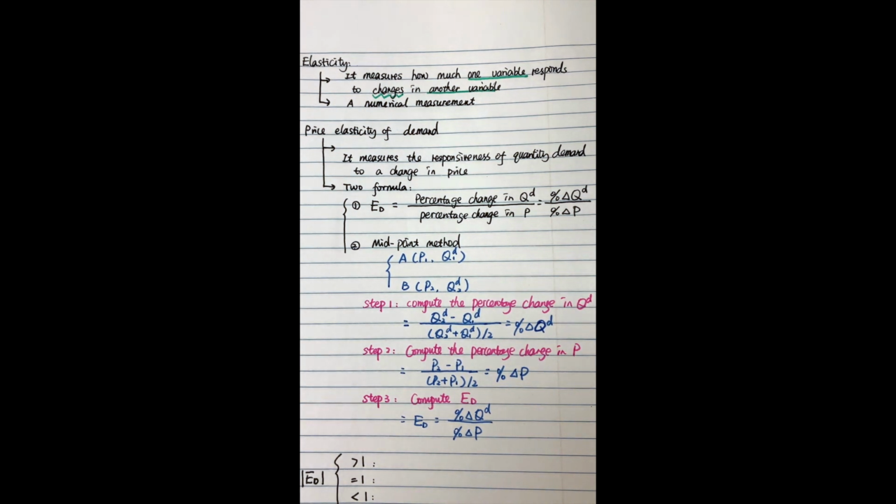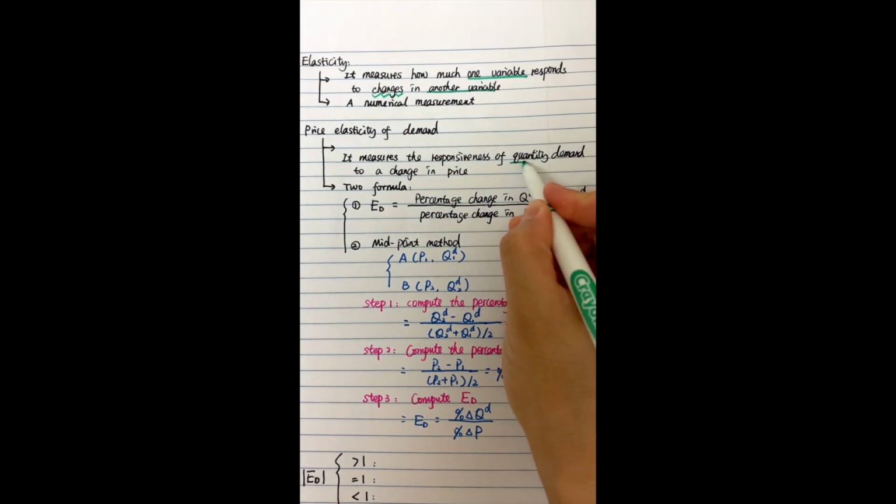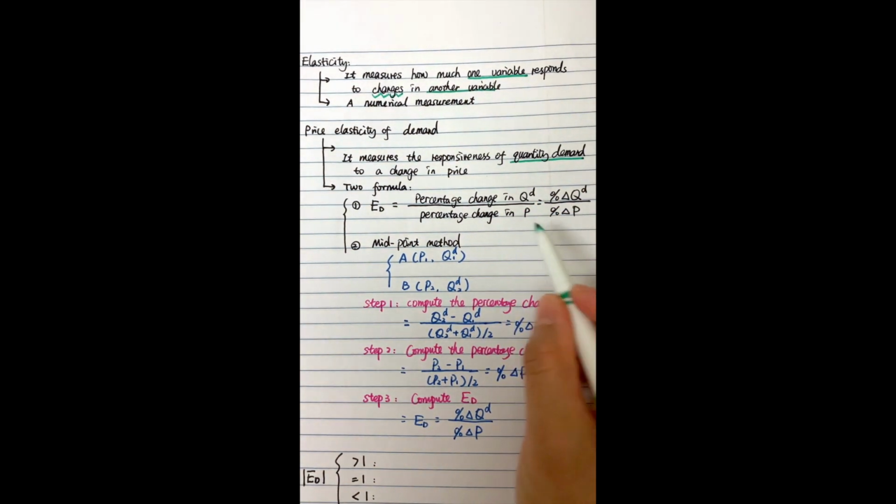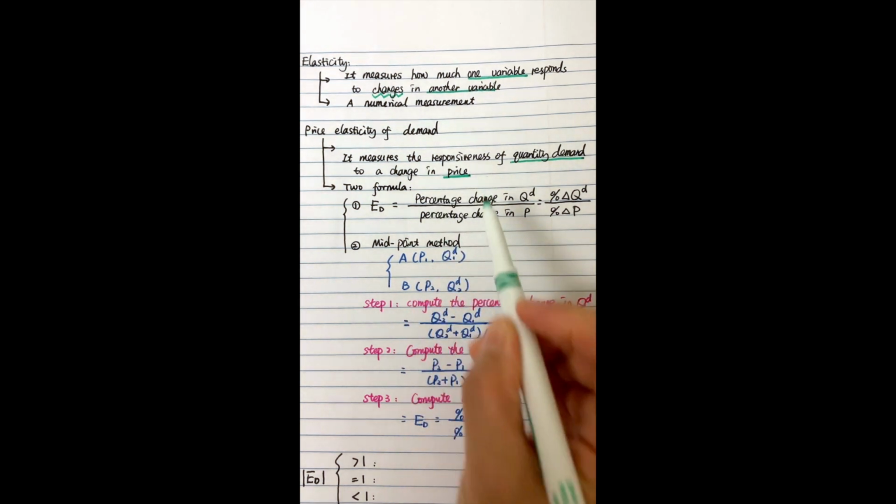And in the first part of chapter 5, we introduce price elasticity of demand. So let's look at this concept, price elasticity of demand. It has two variables in this concept. One is price and another one is quantity demanded, okay? Therefore, price elasticity of demand measures how much the quantity demanded responds to a change in price.